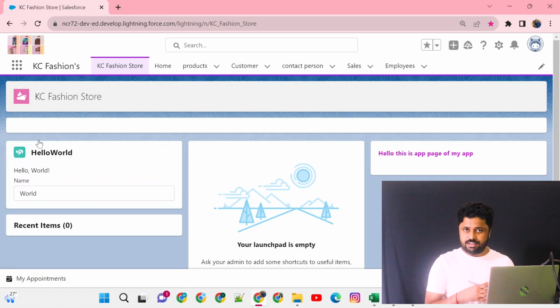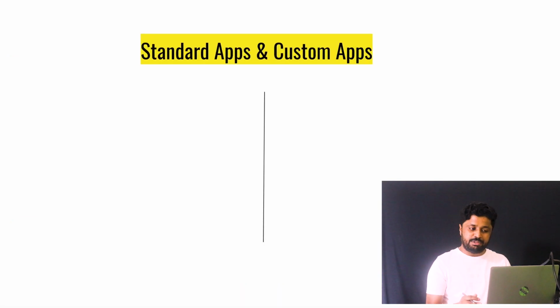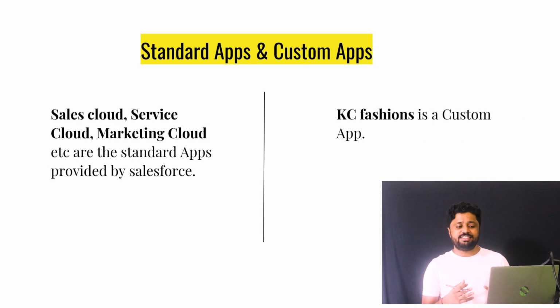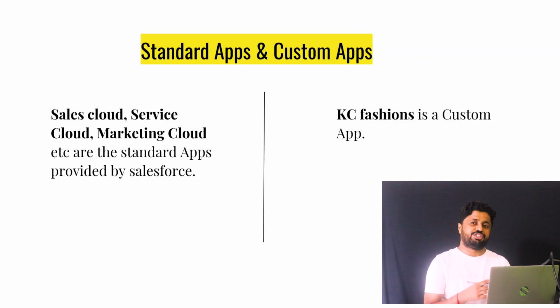So till now, what we have seen is that Salesforce is made up of different applications put together, and those applications are divided into two categories. They are standard applications and custom applications. If you see the Sales Cloud, Service Cloud, Marketing Cloud, etc., these are all standard apps provided by Salesforce, and KC Fashions is a custom app that I have developed and that we can develop. In this video, I have developed this application.